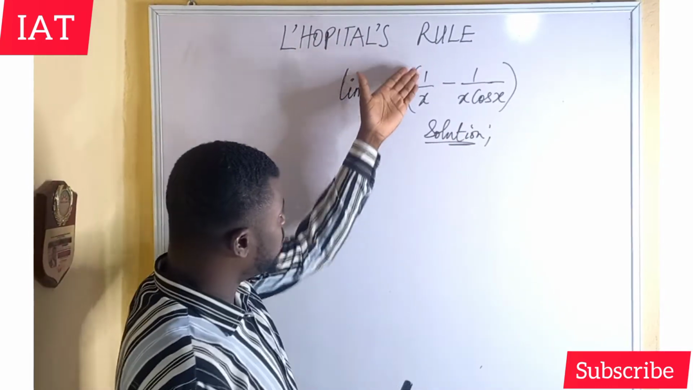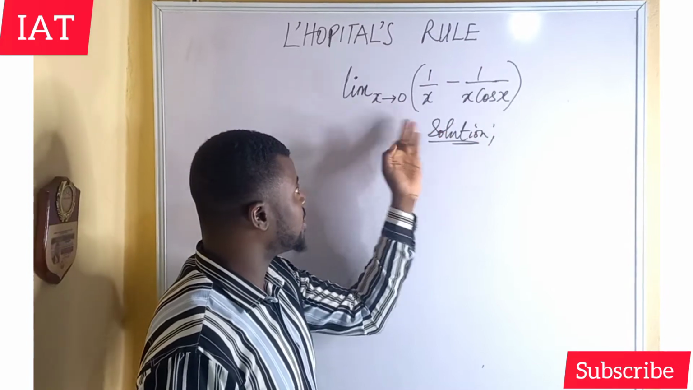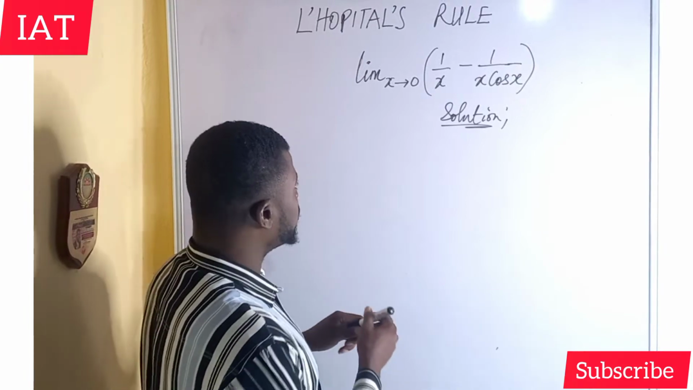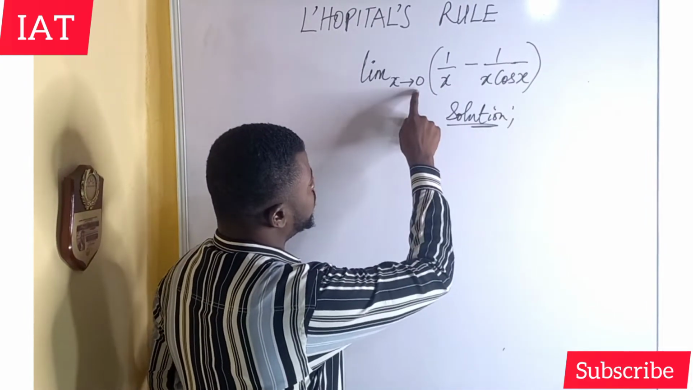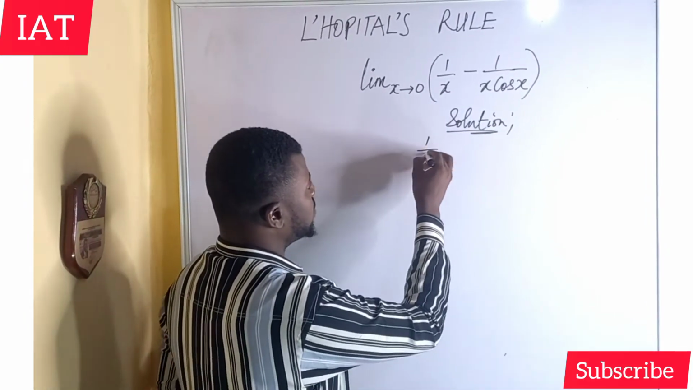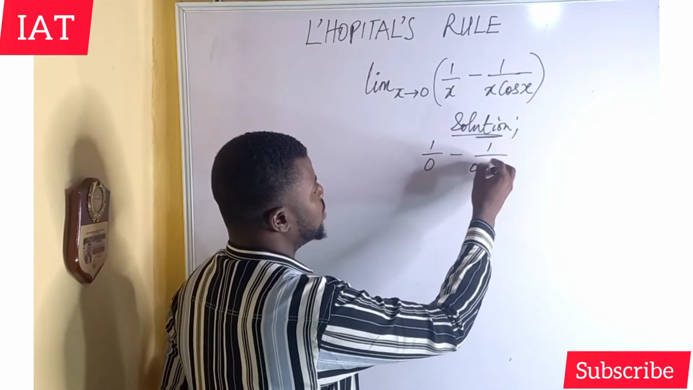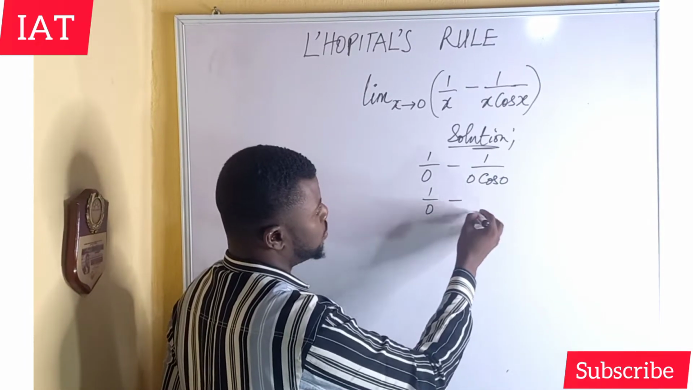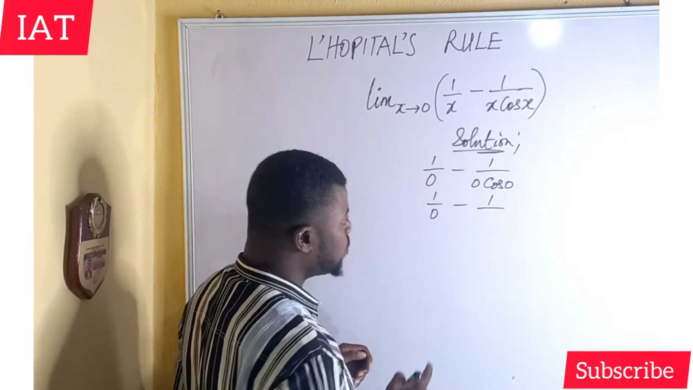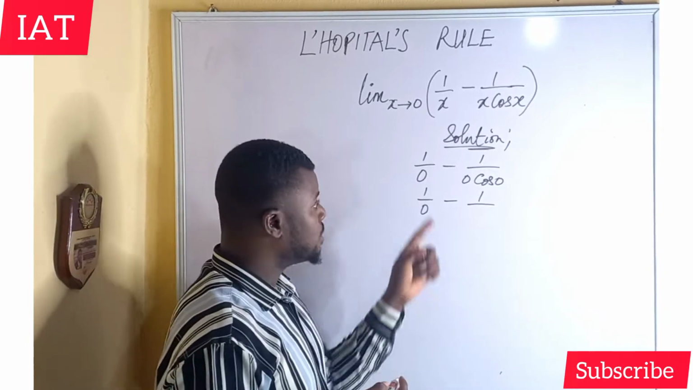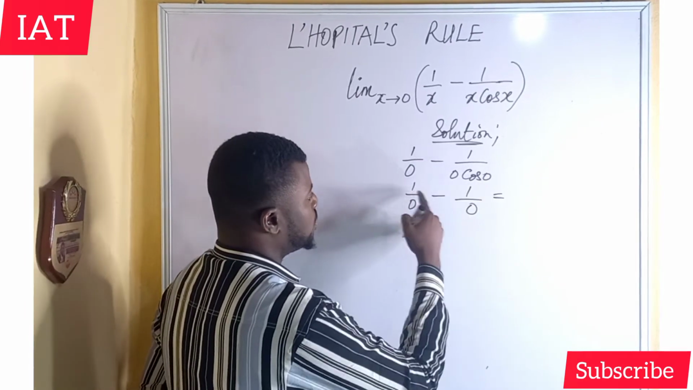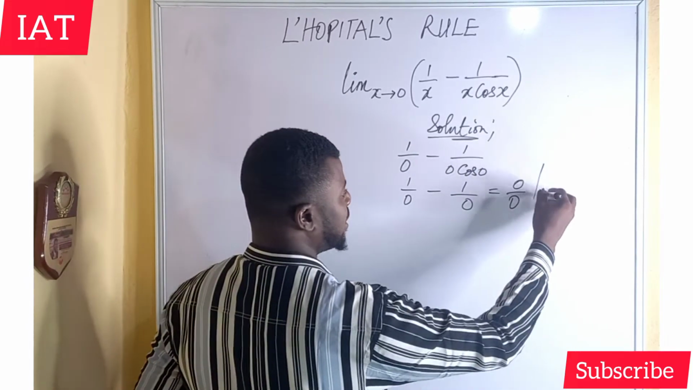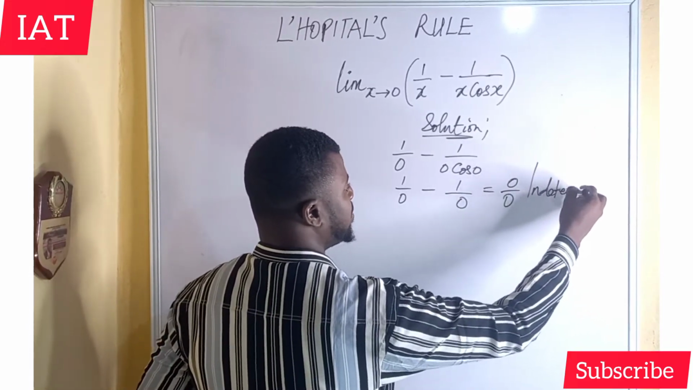We have the limit of 1 over x minus 1 over x cos x as x approaches 0. So by direct substitution, anywhere we see x, we substitute 0. So I will have 1 over 0 minus 1 over 0 cos 0. And cos 0 is 1, and 0 times 1 is 0. So this will give us 0 over 0, and 0 over 0 is an indeterminate form. This is indeterminate.